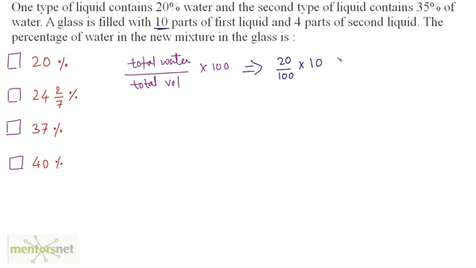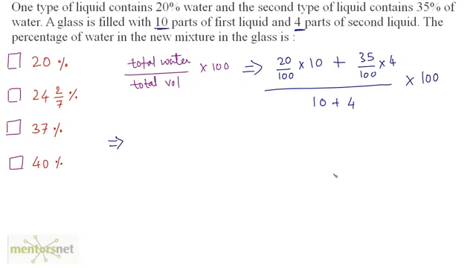So 10 plus the water contained in the second liquid is 35% of its volume, and its volume is 4 parts. So times 4, divided by the total volume. The total volume is 10 plus 4. We have to add the volumes of these two liquids. So 10 plus 4, and times 100 to calculate the percentage.